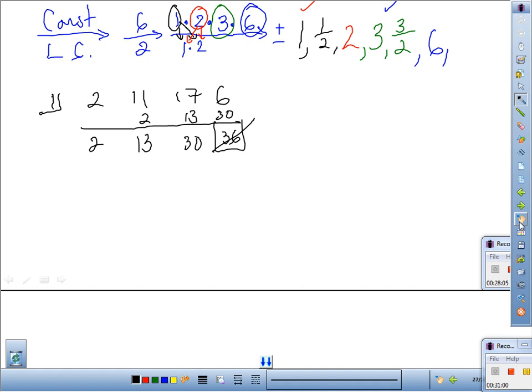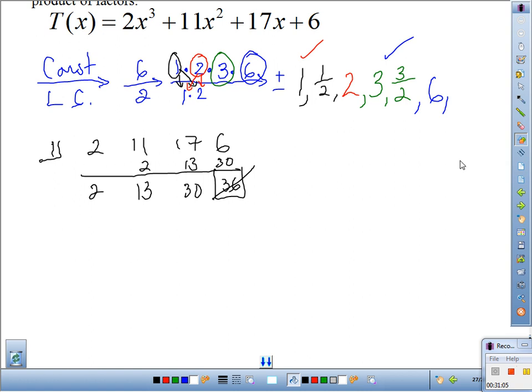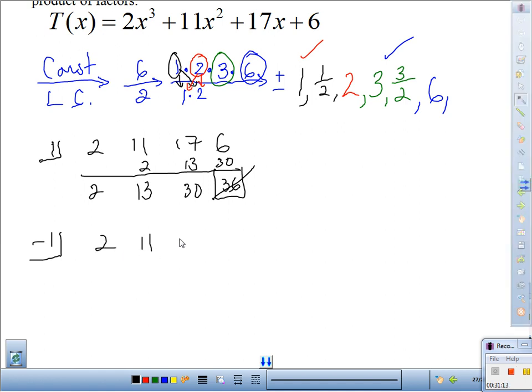Roman. What do I do from there? Negative. Roman, let's go. Negative 1. So let me bring this down to 2. Negative 1 times 2 is negative 2. Combine, that's 9. Negative 1 times 9, that's negative 9. Combine, that's 8. Negative 1 times 8 is negative 8. Combine, that's negative 2. Nope, that didn't work. Pass someone.